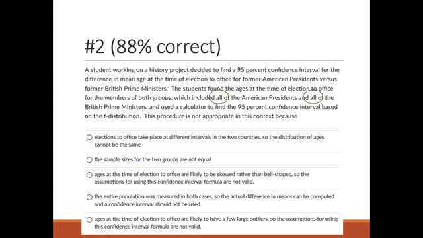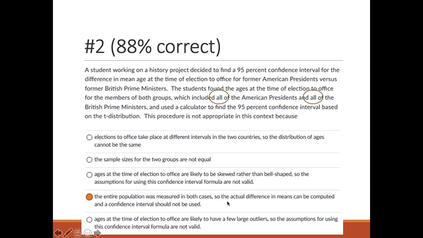So in question number 2, the key is that we have all of the ages of the American presidents, and we also have all of the ages of the British prime ministers. So something to think about. This question says that we want to create a 95% confidence interval for the difference in mean age at the time of election to office. But we have a census. We know all of the ages of the American presidents and all of the ages of the British prime ministers. So the reason that this procedure isn't appropriate is because the entire population's measured in both cases.